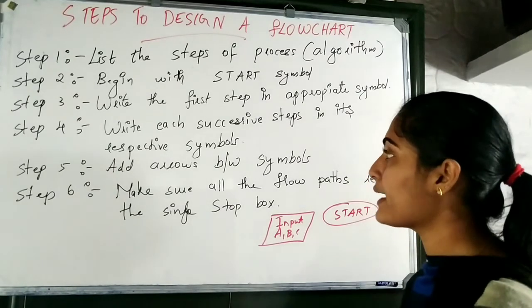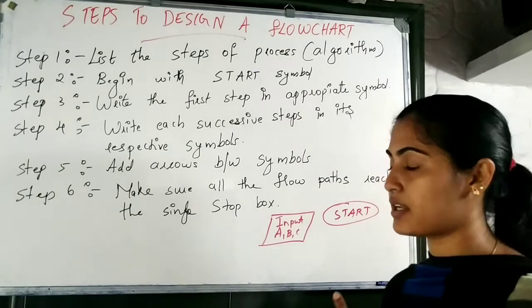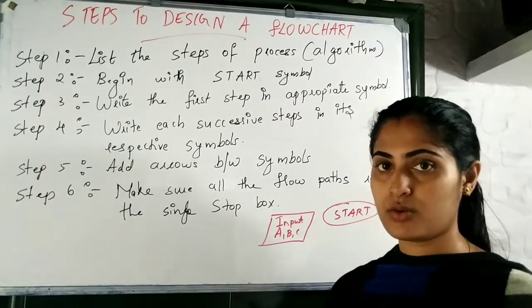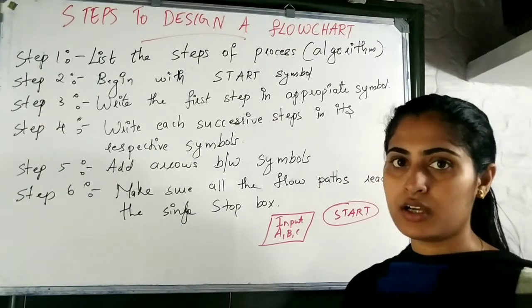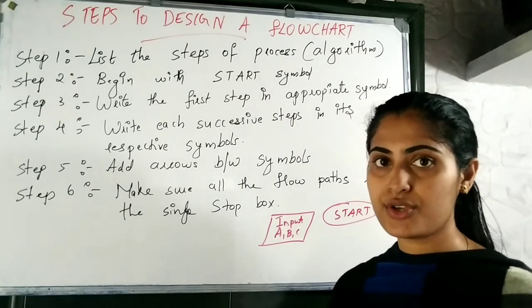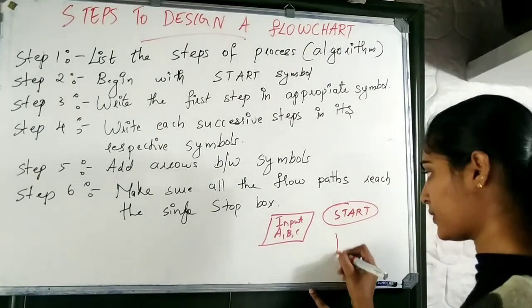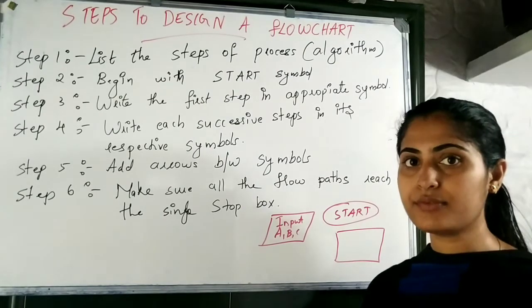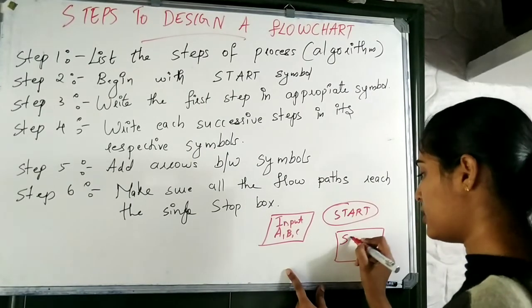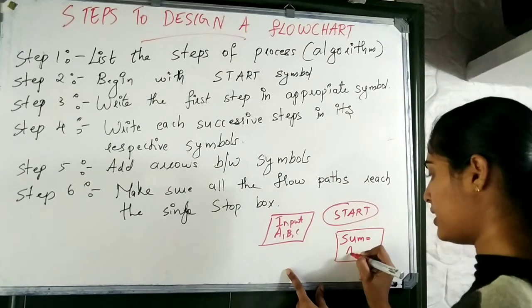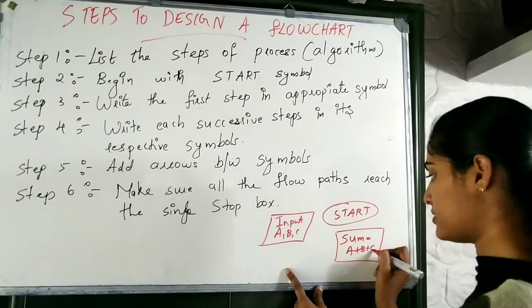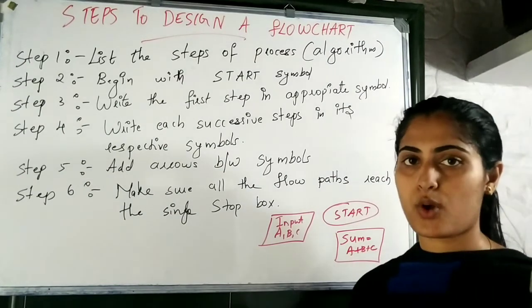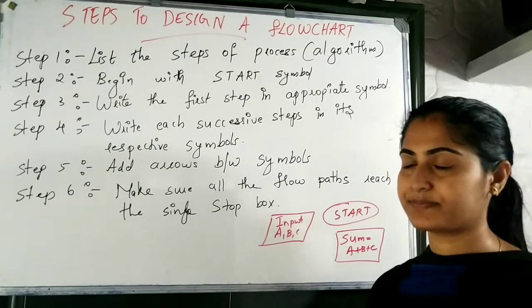Step number 4, write each successive step in its respective symbol. So after inputting, processing comes. For processing we use a rectangle, and inside that we will be writing the formula. For example, sum equal to A plus B plus C. So for processing we use a rectangle.